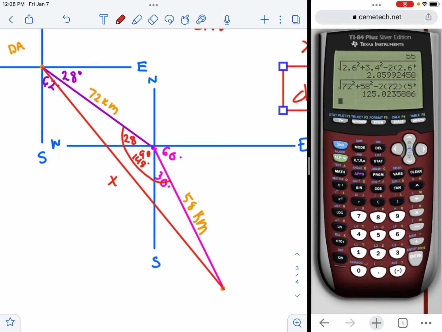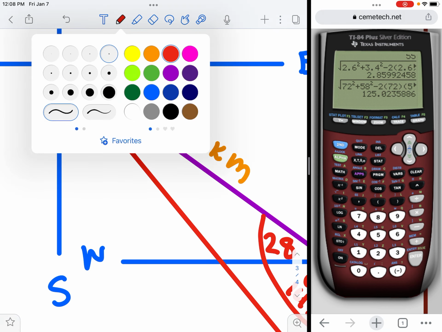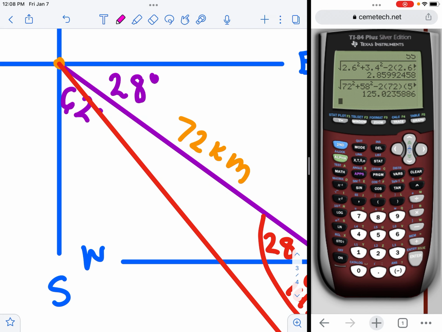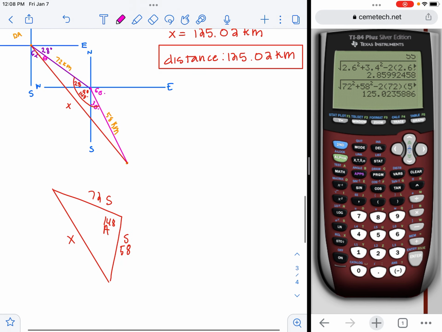All right, the second thing they asked me for is what's the bearing that they should look at. Okay, so I want the bearing of this red line right here. Now, once again, just like before, I can figure out what this angle is, right? Once I know that, then I'll know what this angle is, and then I can figure out the bearing, okay? So let's figure out that angle.